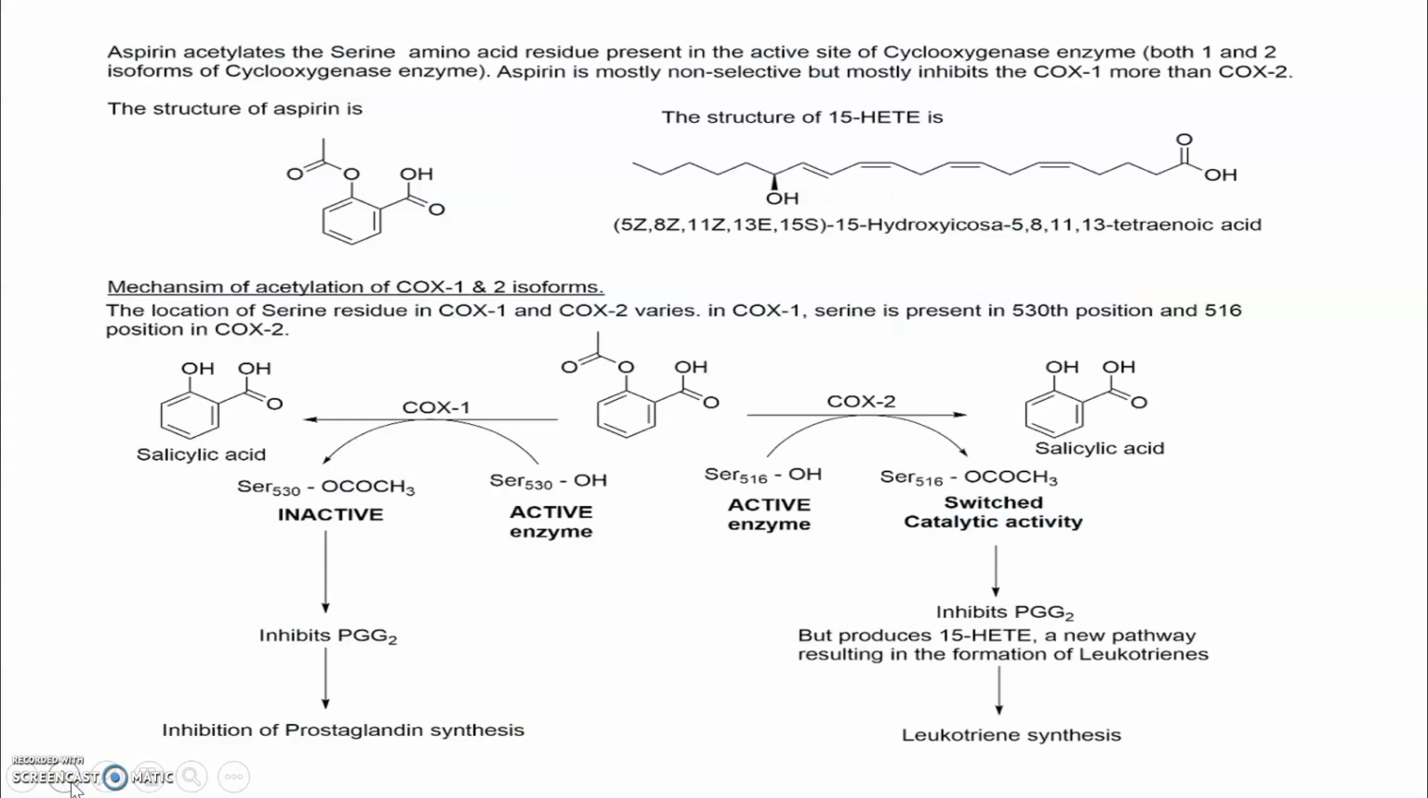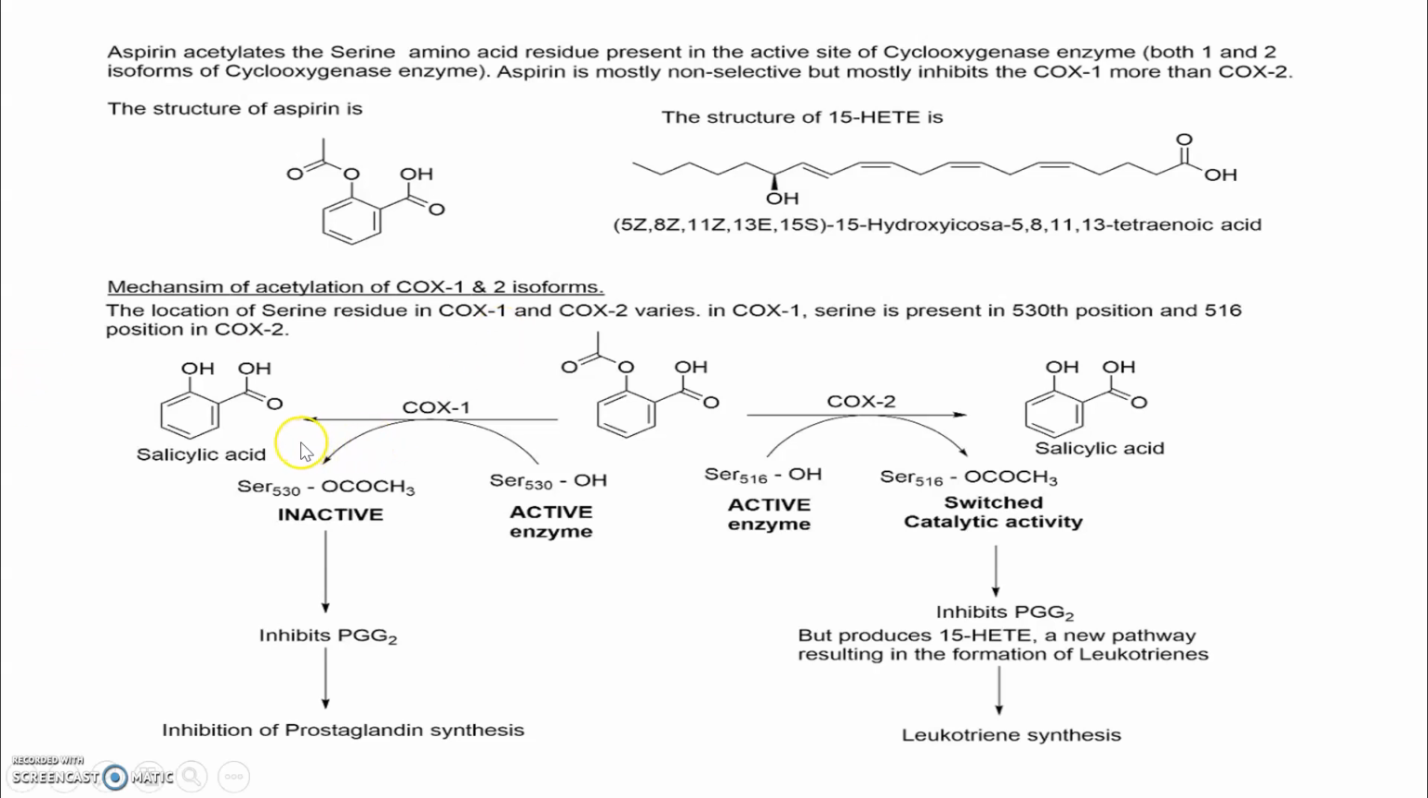So aspirin acetylates the serine amino acid residue present in the active site of cyclooxygenase enzymes, both the 1 and 2 isoforms of the cyclooxygenase enzyme. Aspirin is mostly non-selective, but inhibits COX-1 more than COX-2. So then you have the structure of aspirin, and the structure of the 15-HETE, and then the mechanism of the acetylation of COX-1 and COX-2 isoforms. The location of the serine residue in COX-1 and COX-2 varies. In COX-1, serine is present at the 530th position and at the 516th position in COX-2.